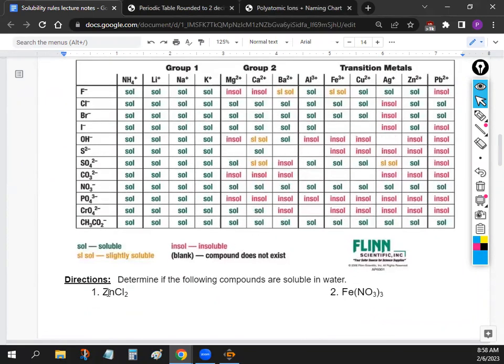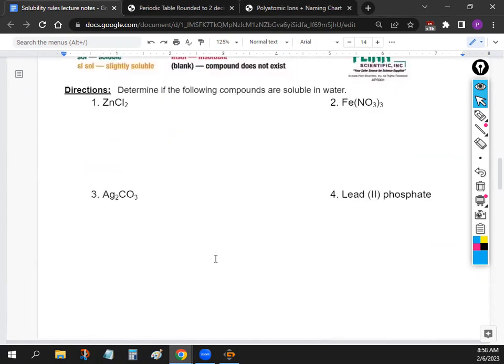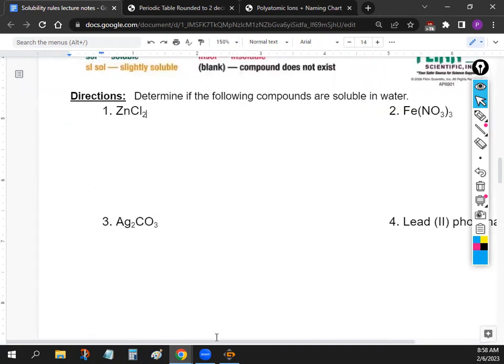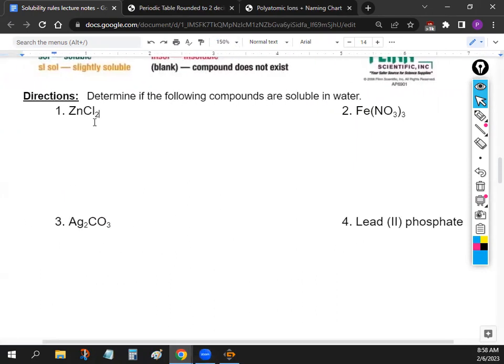So we're going to be taking a look at these 2 chemicals right here. If it's hard to see, I'll pull it up. Let's start with this compound right here, ZnCl2. When we've got a chemical's formula, it's really easy to figure out if it's going to dissolve in water or not. All we have to do is figure out what the cation and the anion are that make it up.